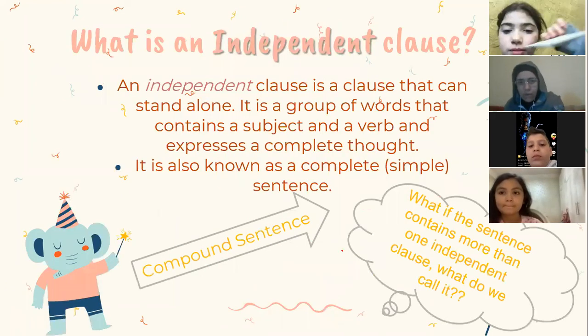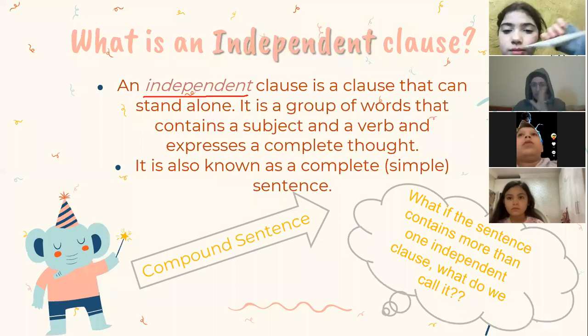Okay. So when we ask ourselves what is an independent clause, we mean an independent clause is a clause that can stand alone. It can work alone. It doesn't need help. It is a group of words. What does this group contain? It contains a subject, a predicate, which means a verb, and expresses a complete thought. So when I find one subject, one predicate, and one complete idea, I will have an independent clause, or I call it a simple sentence. One independent clause is equal to one simple sentence.